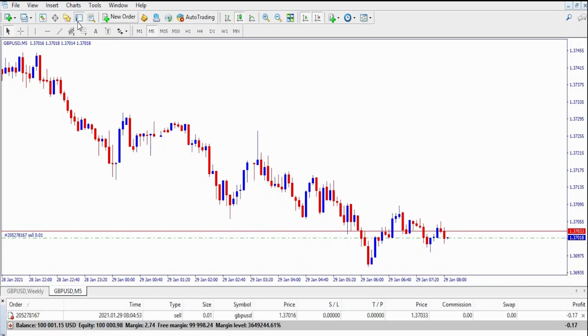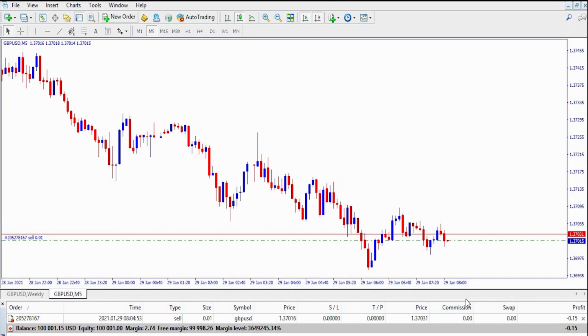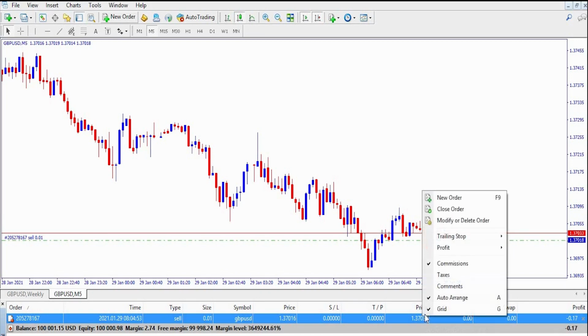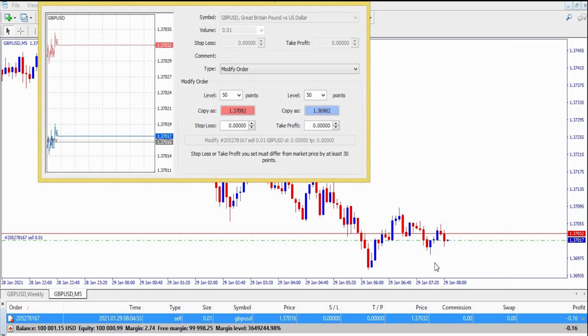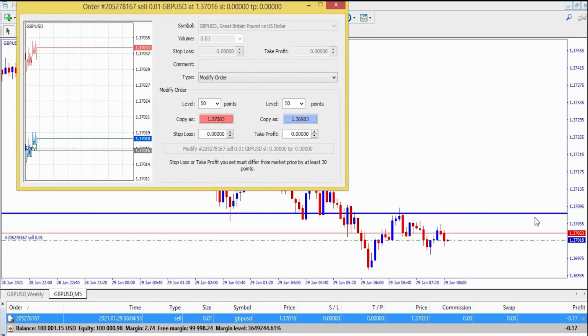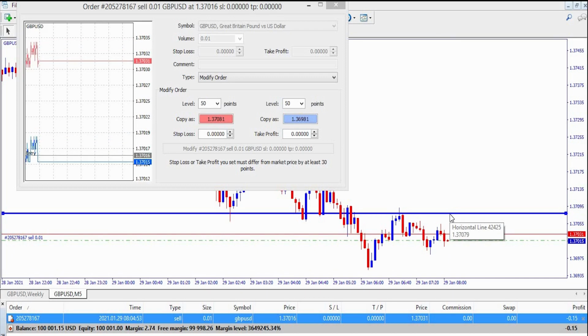Click on this icon and you see this guy is out. So this is a demo account I'm using to explain this. So I can as well right click, modify or delete order. So now I want to modify this order. So I need to place my stop loss and my take profits. Very, very necessary. Now, looking at this chart, if this market gets to this point, there could be a break.